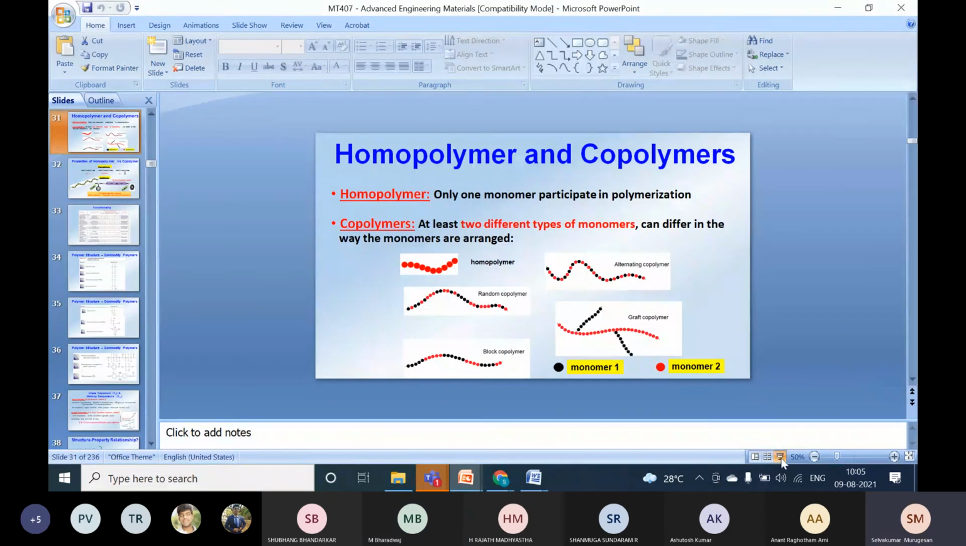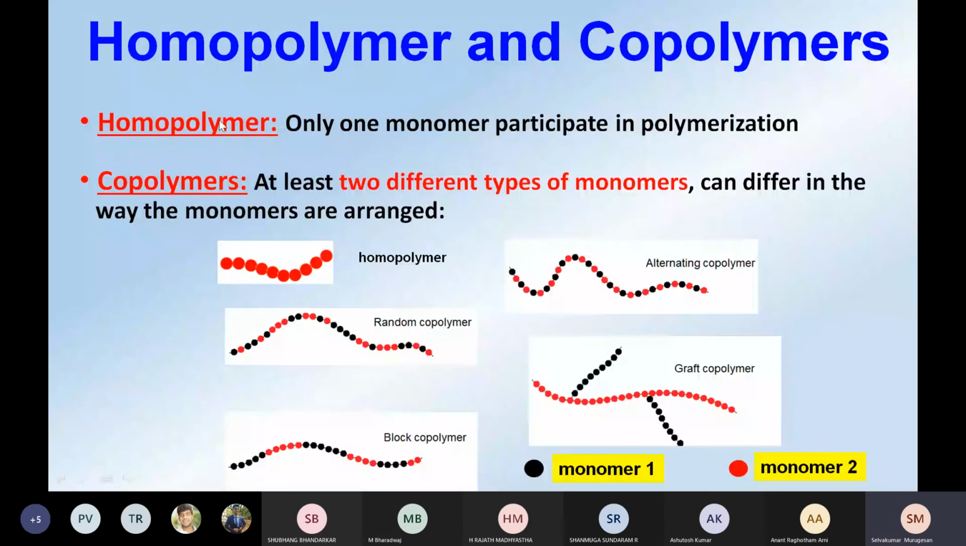So homopolymer means only one monomer participates in the polymerization reaction. Copolymer means at least two different types of monomer participate in the polymerization reaction, and they can differ in the way the monomers are arranged. You can see here, homopolymer means a single monomer is getting repeated and polymerized with each other, and then it forms a homopolymer macromolecule.